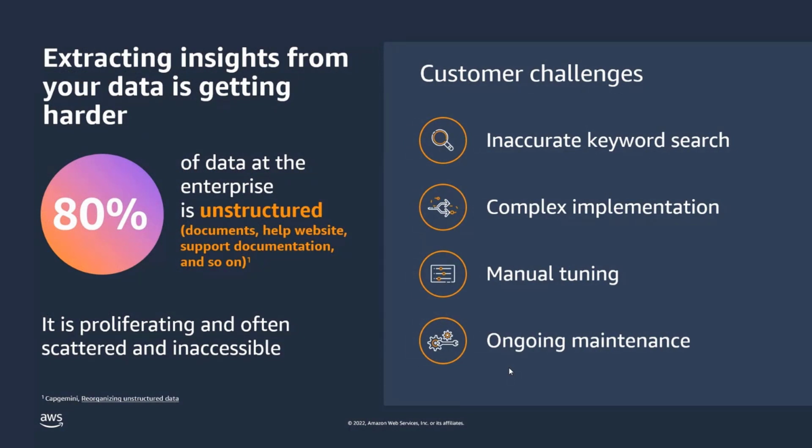Extracting insights from your data is getting harder and more difficult. We know that right now, 80% of the data at the enterprise level is unstructured. And over the last 2 years, especially with the work from home environment, we know that this digital documentation has been proliferating and it oftentimes is scattered across multiple content repositories. We've heard from our customers that traditional keyword search applications have become really inaccurate with this proliferation of data. To keep up with the amount of data, implementations have often become really complex. There's a lot of overhead, manual tuning and ongoing maintenance that goes into these complex implementations that introduces a lot of undifferentiated heavy lifting when it comes to search applications.